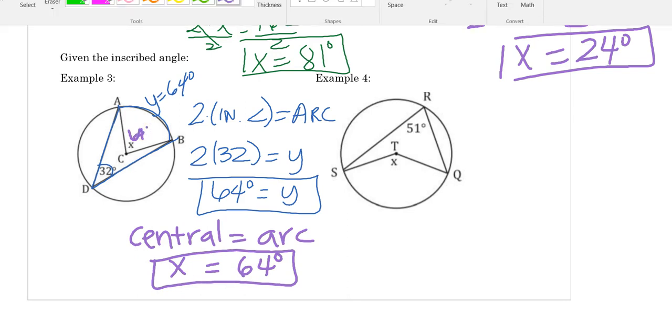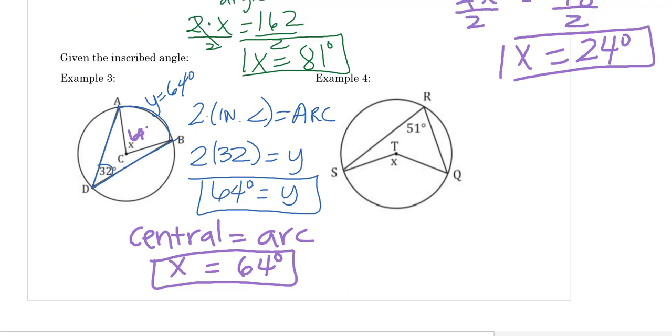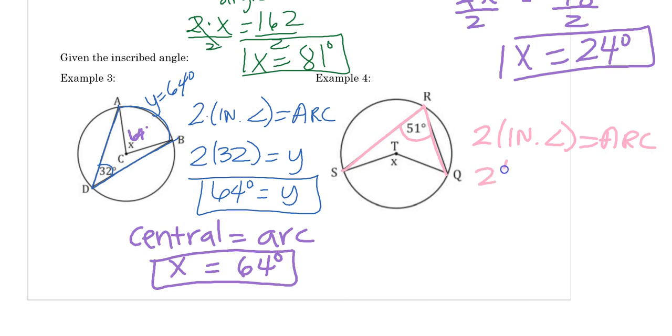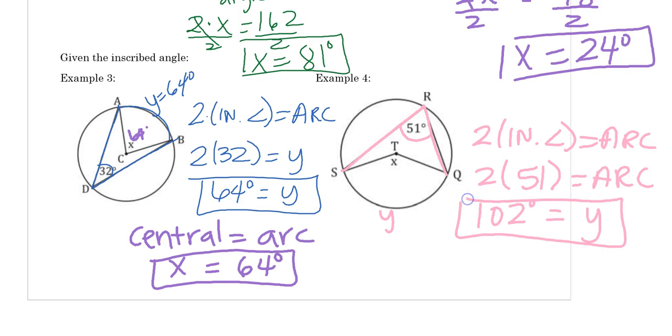Okay, next example here. Let's check what we have. We have angle SRQ. SRQ is an inscribed angle. So again, 2 times our inscribed angle is equal to the arc. So 2 times my inscribed angle, which is 51 degrees, is going to equal my arc, which I didn't label, but we can say that this is y. So 2 times 51 is going to be 102. That's going to equal my arc, which is y. So we do know that this is 102 degrees.